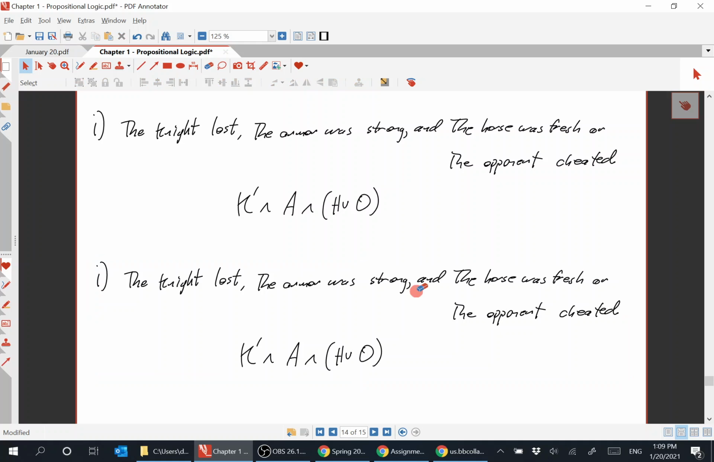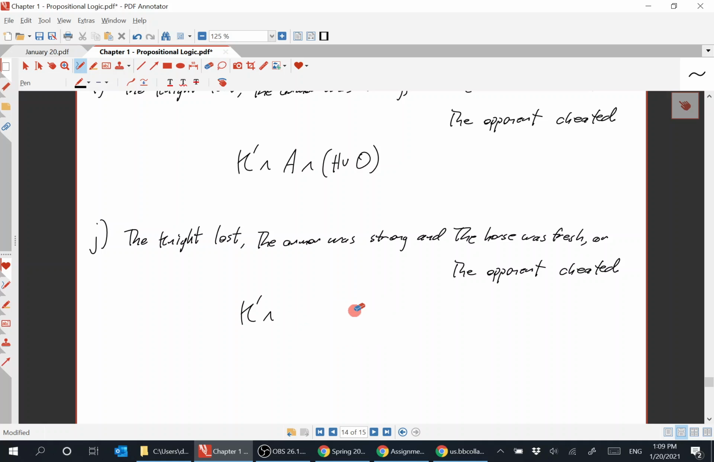So if the comma is here, then it becomes K naught, or armor was strong and horse was fresh, or opponent cheated. So it's knight lost, or armor and horse, or opponent cheated. So just depending on where the comma is.